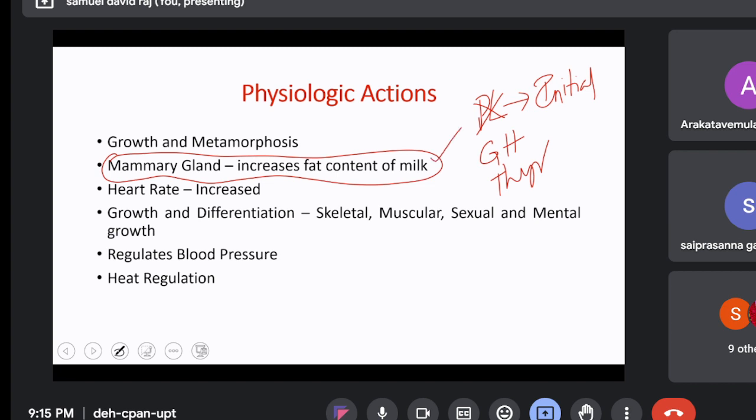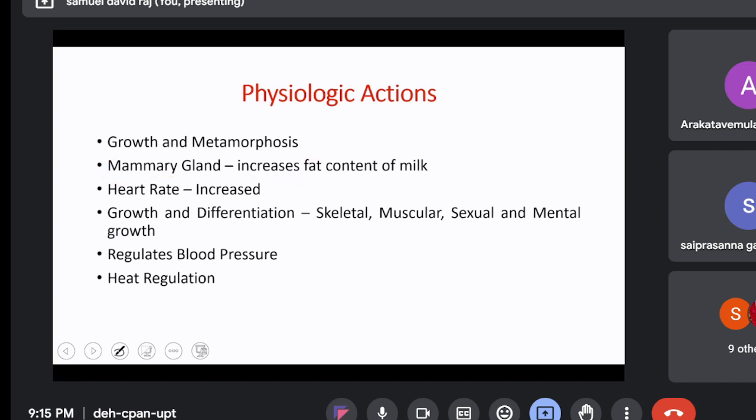This is one thing. And the third thing is it is responsible for growth and differentiation of the entire body. It is responsible for skeletal growth. That means if this hormone is not secreted in optimum quantities, your bone growth will not take place and that person will remain a dwarf. Stunted growth is seen. Likewise, it is responsible for muscular growth, sexual growth, mental growth.